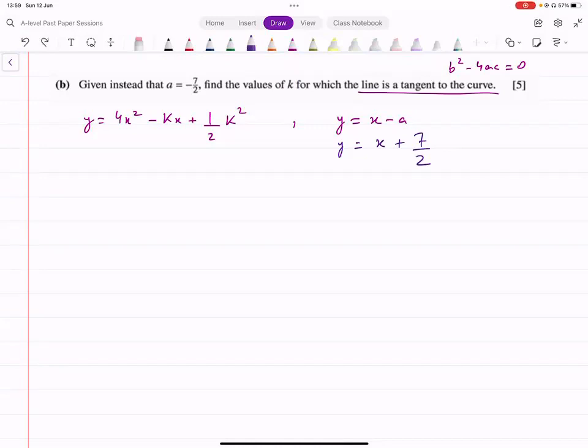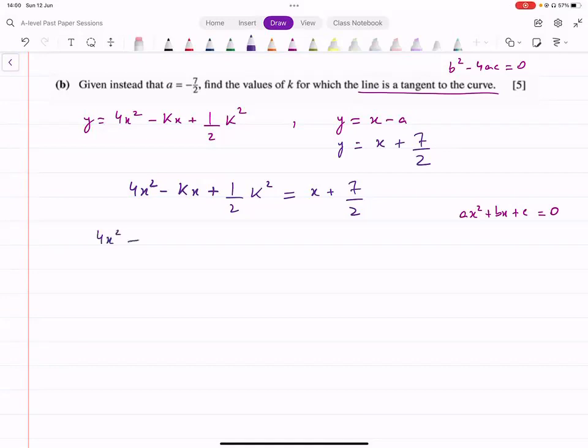Let's equate these two equations. We get 4x squared minus kx plus 1 over 2 k squared. That equals x plus 7 over 2. Now, before we can use the discriminant, we need our equation to be in that form, ax squared plus bx plus c equals 0. That means we want all the non-zero terms on the left side and only 0 on the right side. So let's do that. Let's take everything to the left side and see what that gives us.